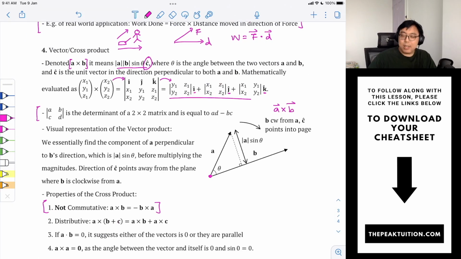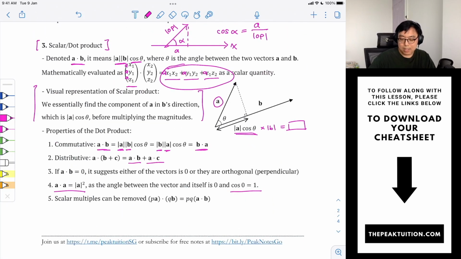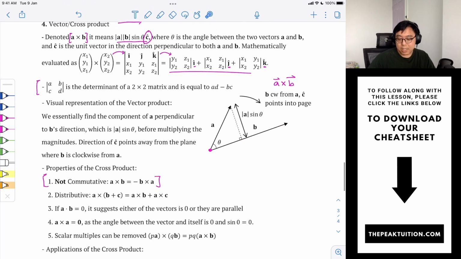We are essentially finding the component of A perpendicular to B's direction. So very similar to before when we were doing the scalar product. Scalar product is like we are finding the component that is in the same direction as the other vector. Whereas in this case, we are finding the component of the vector that is perpendicular to the other vector. Okay? And in this case, there's only one way to be in the same direction, but you can be perpendicular in two ways, right? That's one way to think of why you have a vector at the end.